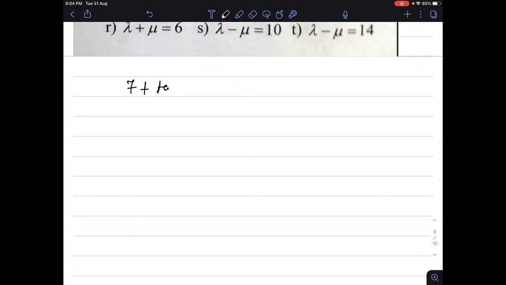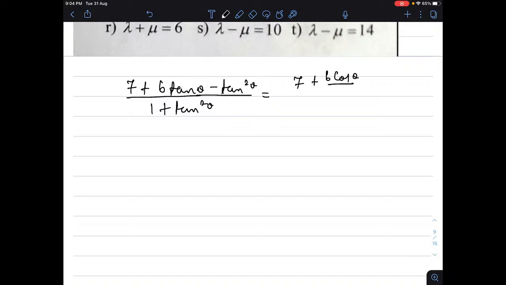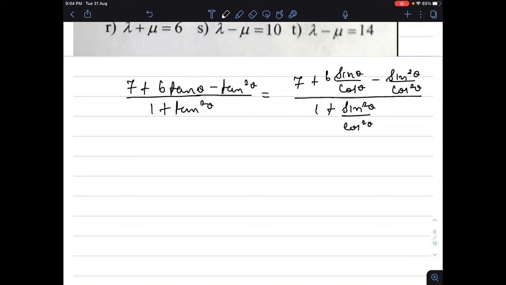Question is 7 plus 6 tan theta minus tan square theta divided by 1 plus tan square theta. So we will write it like 7 plus 6 sin theta divided by cos theta, sin upon cos is the value of tan we know, minus sin square theta divided by cos square theta, whole divided by 1 plus sin square theta divided by cos square theta.